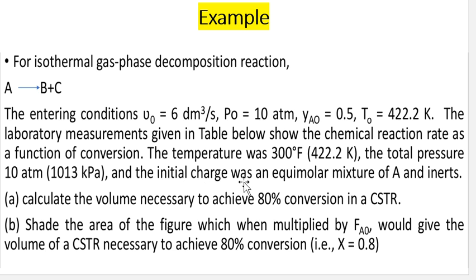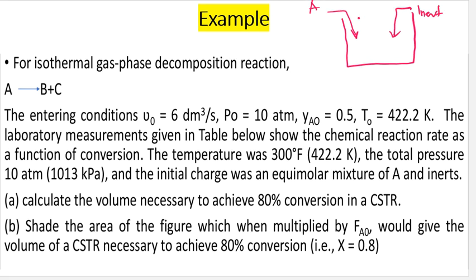Now, something was mentioned here. The initial charge into the reactor was an equimolar mixture of A and inert. What does that mean? It means that when A is fed into the reactor, there is an inert too that also comes into the reactor. So inert comes here and A comes here. And the molar fraction of A was 0.5. That means inert was also 0.5. So please take note of that.